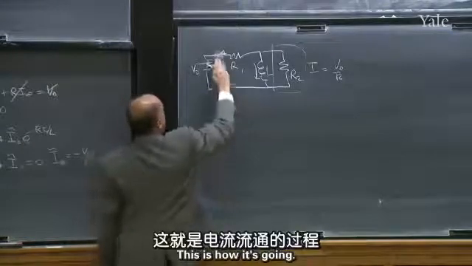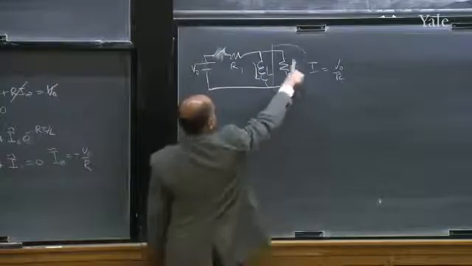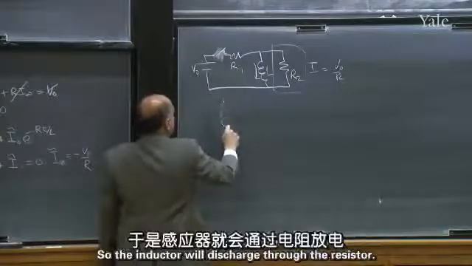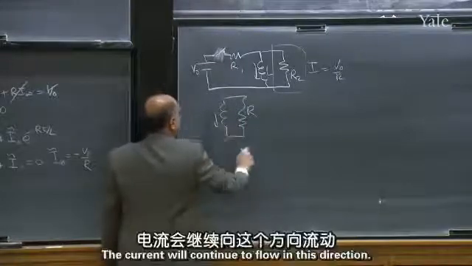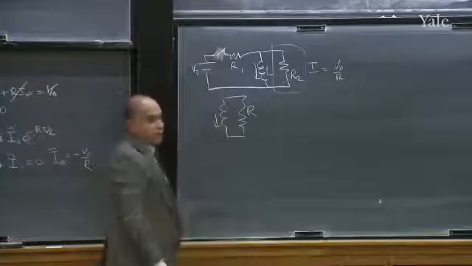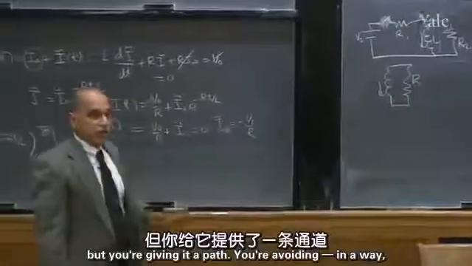But now if you throw this switch open, you have given it a path to discharge. So the inductor will discharge through the resistor. The current will continue to flow in this direction. Of course, it cannot flow forever because the resistor will burn up the energy. But you're giving it a path.